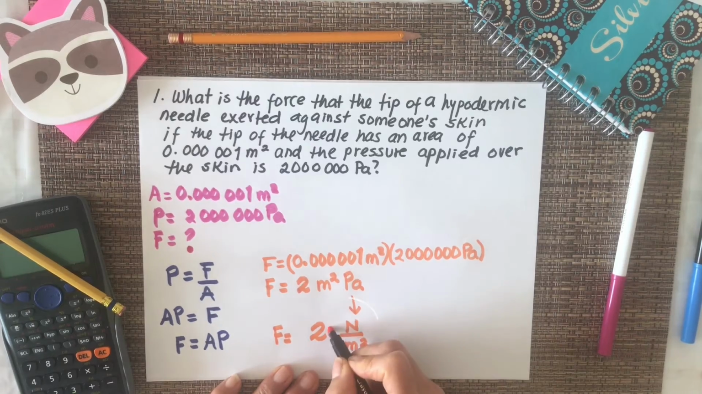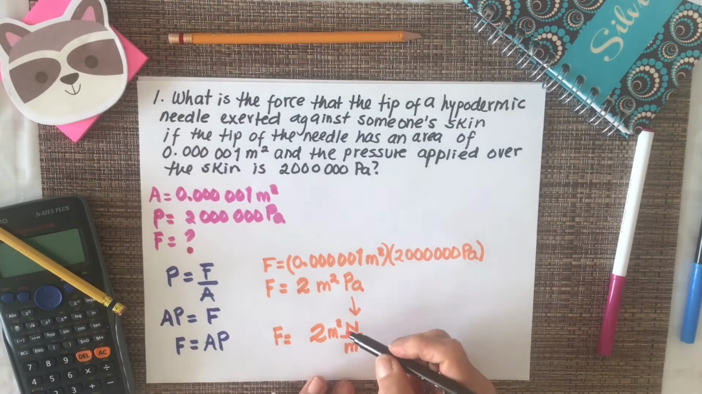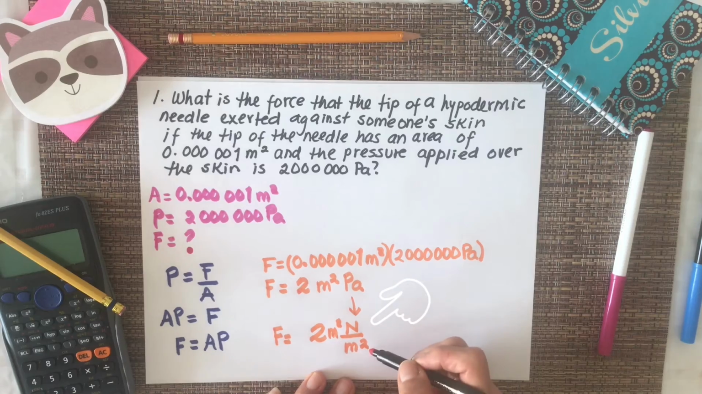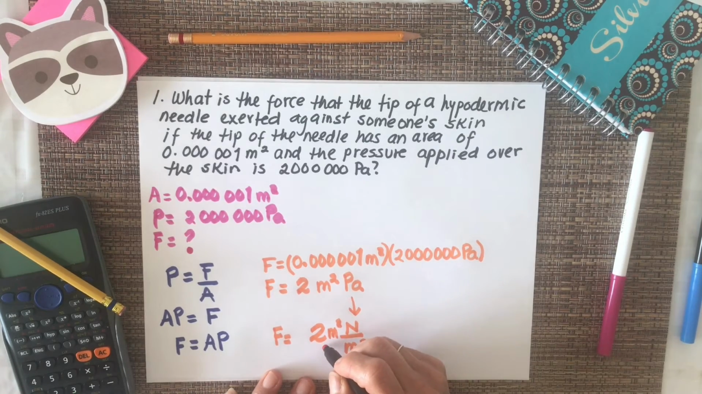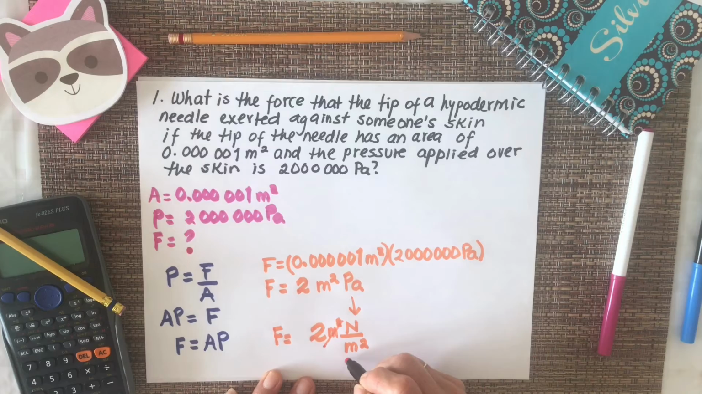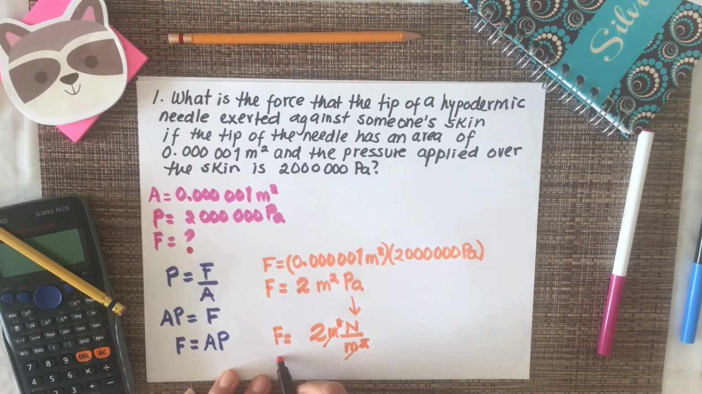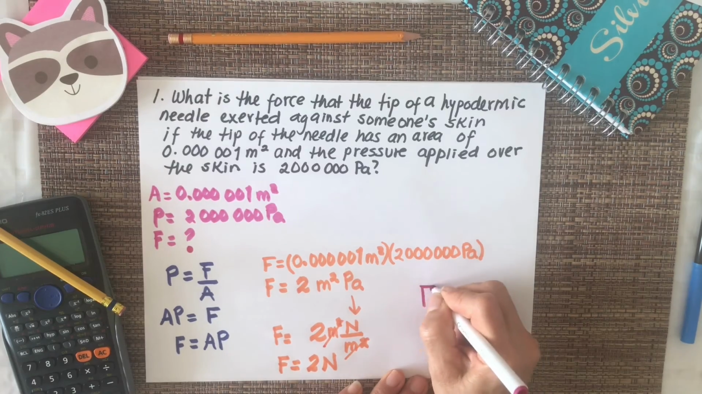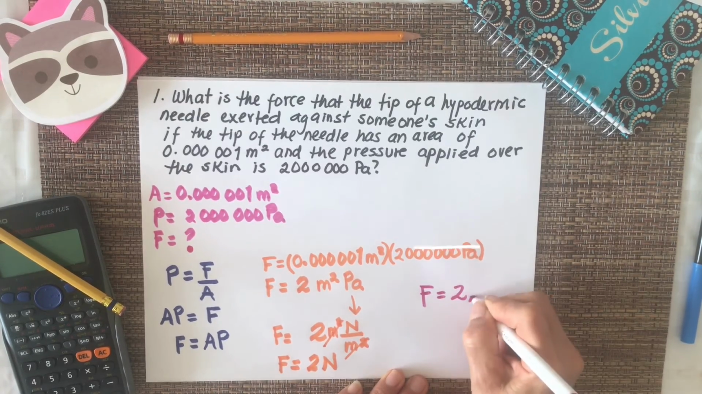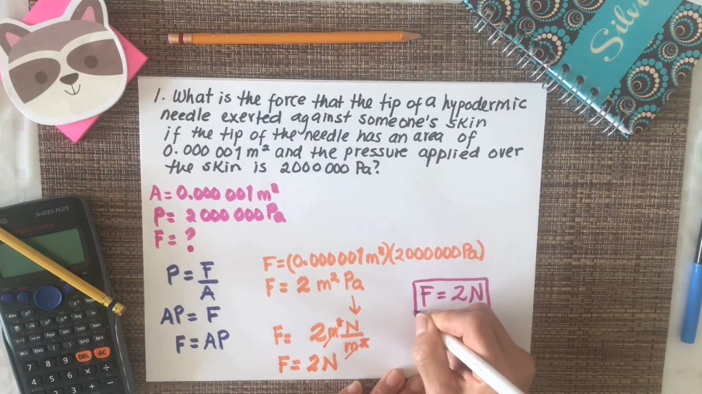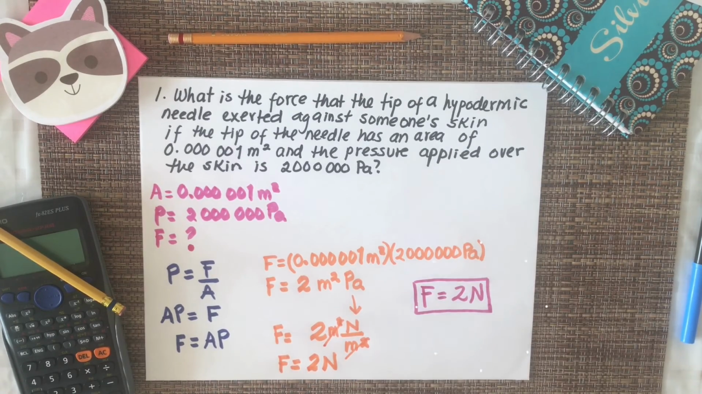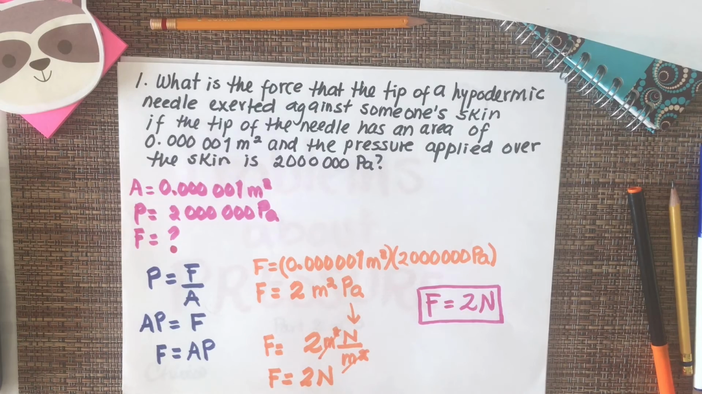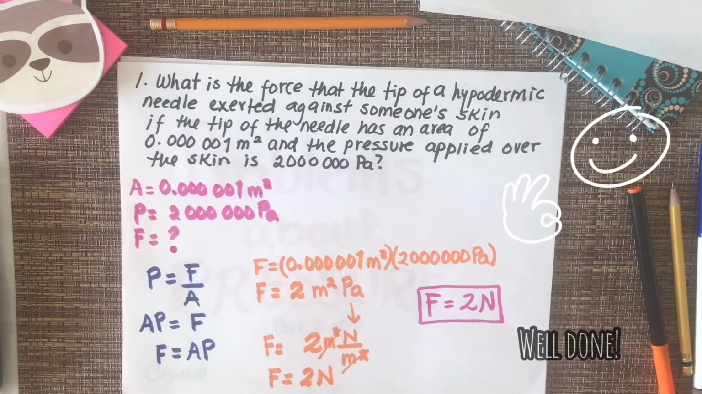Then here we have 2 newtons over 2 square meters times newtons over square meters. Then we need to eliminate these units and finally we can obtain the value of force, 2 newtons. Then the result for this problem is force equals 2 newtons. And that's all.